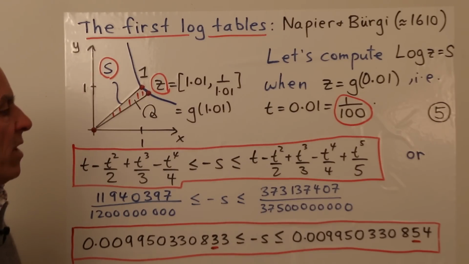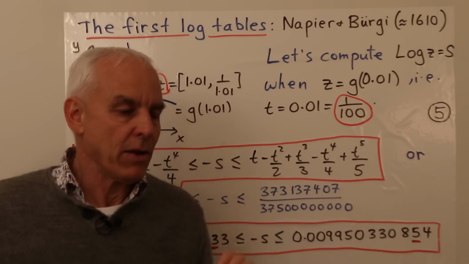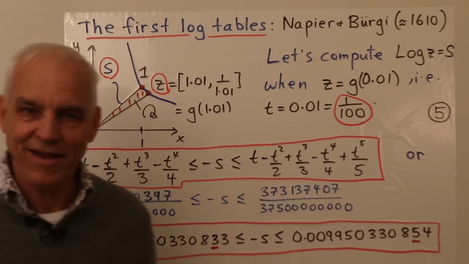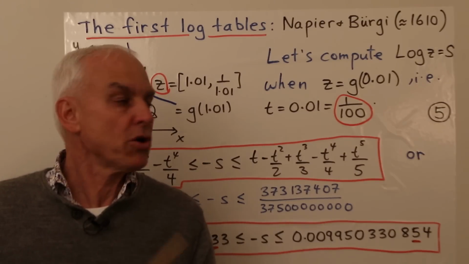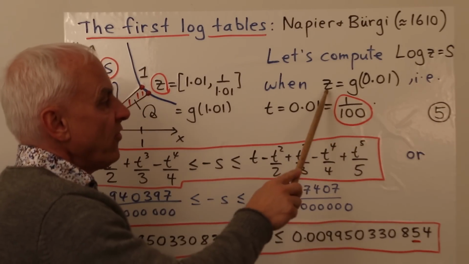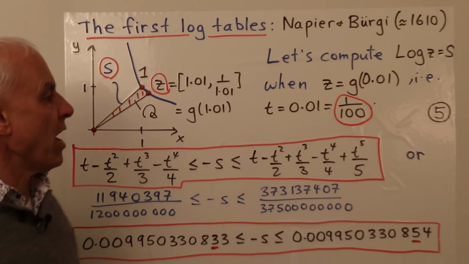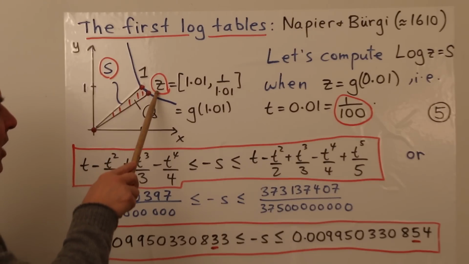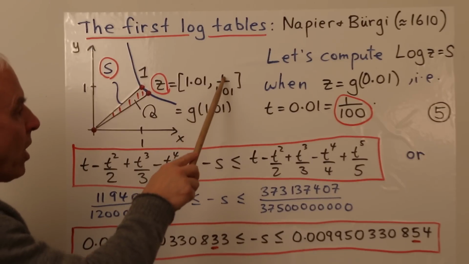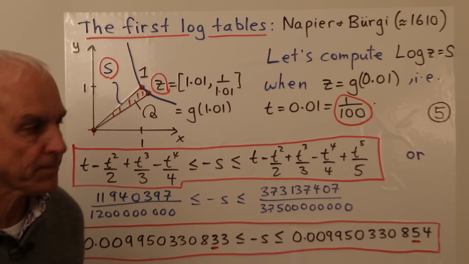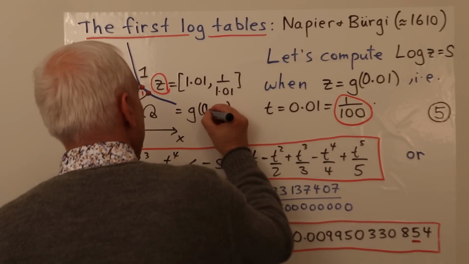So the starting point for us is to evaluate a log for a particular value of z. And we're going to choose a value of z which is very close to 1, because our estimates are very good when z is close to 1. So in particular, we're going to try to compute log of z, which is s, when z equals g of 0.01. In other words, we're going to set t equal to 1 over 100. So there is the corresponding point z, 1 plus t and 1 over 1 plus t. So 1.01 and 1 over 1.01. That's actually g of 0.01. Sorry. There we go.